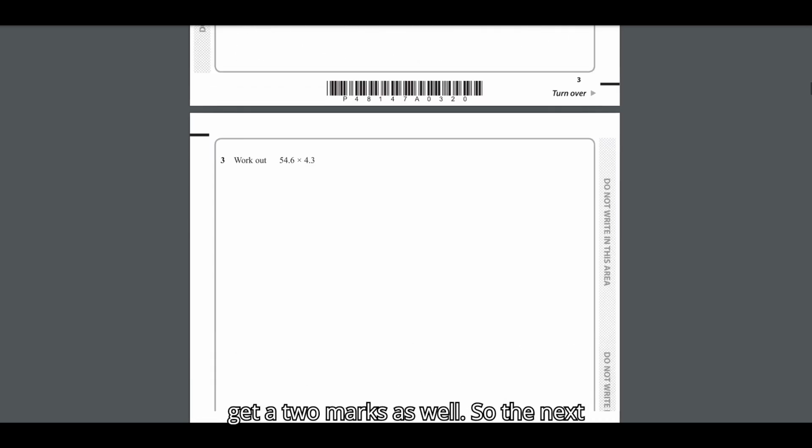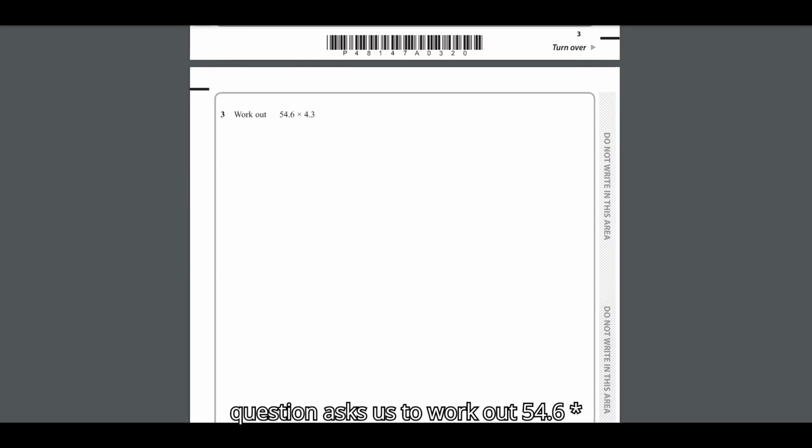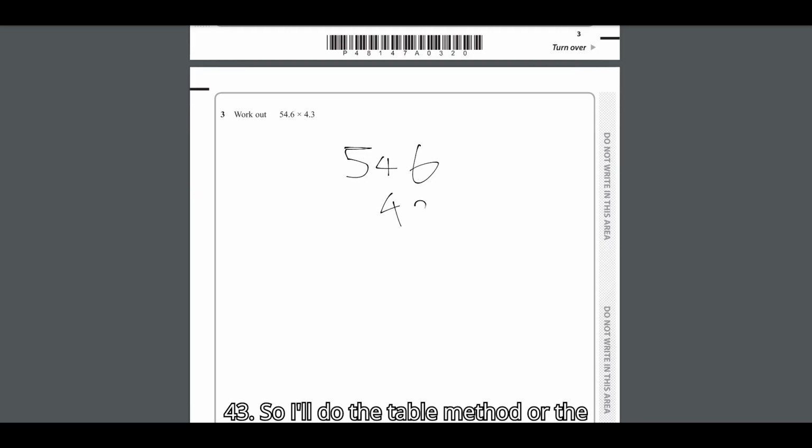So the next question asks us to work out 54.6 multiplied by 4.3. In this case, we have decimals. Decimals are a little bit tricky, however, they're easy to overcome. In this case, how I do it is that I forget about the decimals. So I do 546 multiplied by 43. I'll do the table method, or the grid method, whatever you like to call it. And I just do normal multiplication.